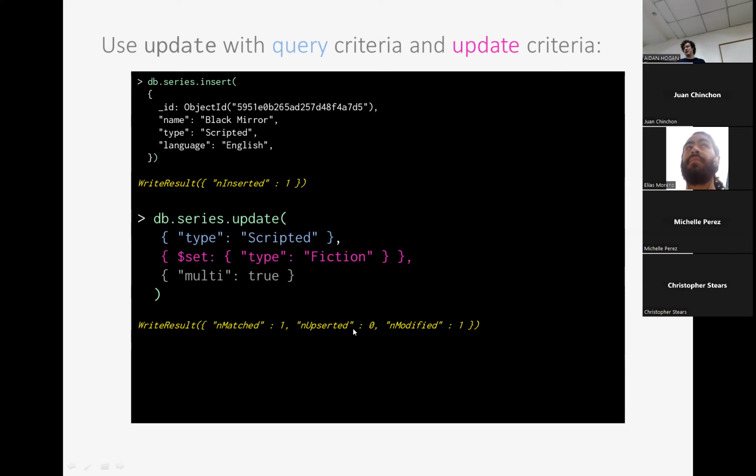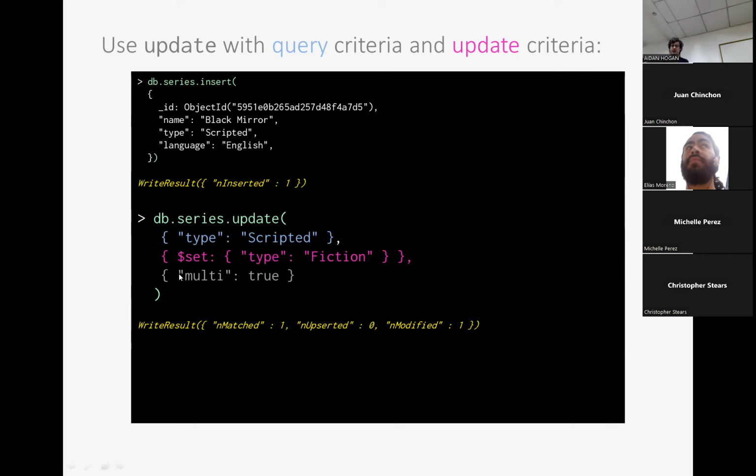And here we have this upserted thing, which is 0. Upserted means we tried to update something, but it was actually inserted. So sometimes if we try to update a document with an ID that doesn't exist, we can set it so that rather than update it, we insert a new document. So it doesn't happen here.